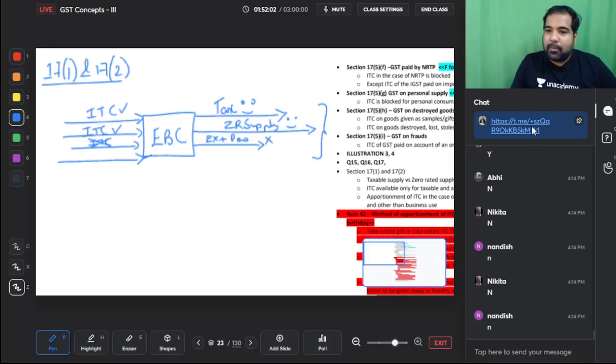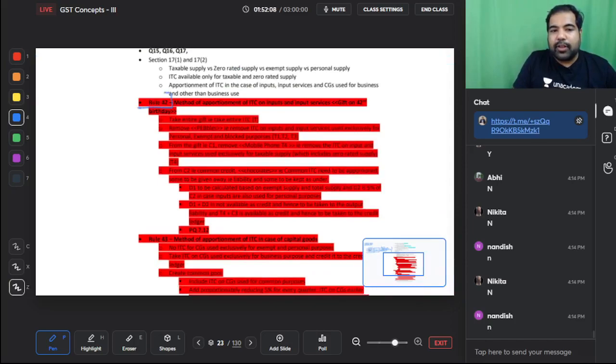Then you will have to apportion it, and that apportionment was a very complicated Rule 42 and Rule 43, which thankfully has been taken out now. ICAI said get out and go to CA Final. So these two are now at CA Final.